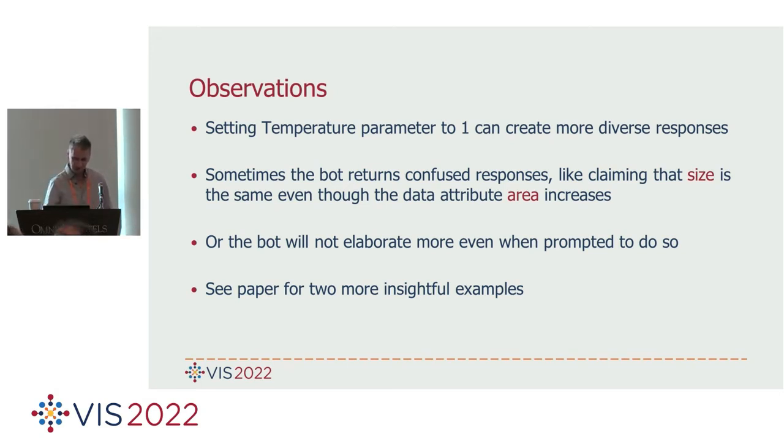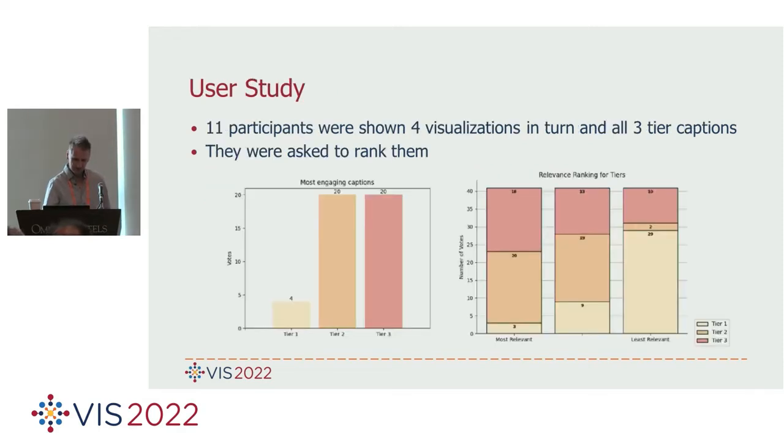So there's more examples in this paper that we have. Then we did a user study, and we showed 11 participants 4 visualizations in turn, and they saw all the 3 tiers. And then they were asked to rank them. We found out that tier 2 and tier 3, in terms of being engaging, because engaging was our prime hypothesis, so I want to see if we can actually get more engaging captions out of them.